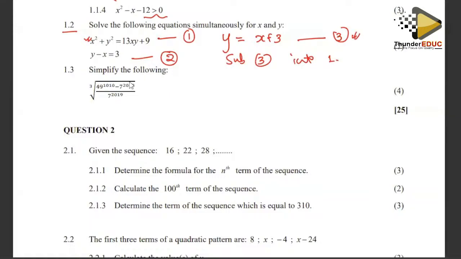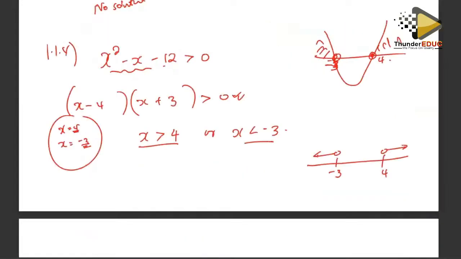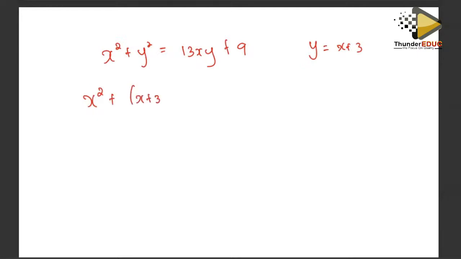Whatever I make the subject should be substituted into the first, not the second, because we've used the second to obtain the third. So where we have y, we're going to replace it with x plus 3. So we have x squared plus y squared is equal to 13xy plus 9. And then we say that our y is x plus 3. So it's going to be x squared plus (x plus 3) squared is equal to 13x into (x plus 3), and then plus 9.